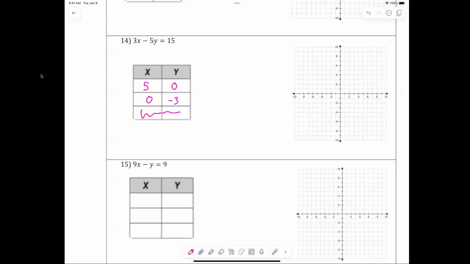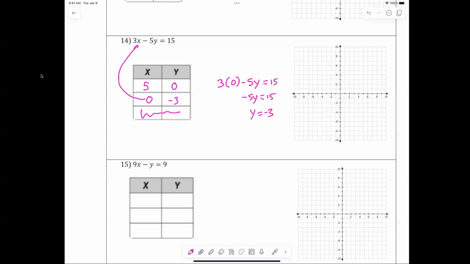You got 5. Why would it be negative? Did you plug 0 in for x? On your paper, you should have 3 times 0 minus 5y equals 15. Do you have that on your paper? What's 3 times 0? 0. Negative 5y equals 15. What does y equal? Negative 3. No excuses. Everybody can plug 0 in for y and 0 in for x.